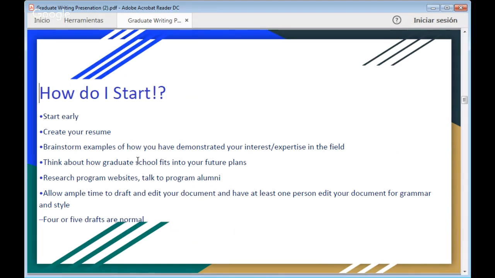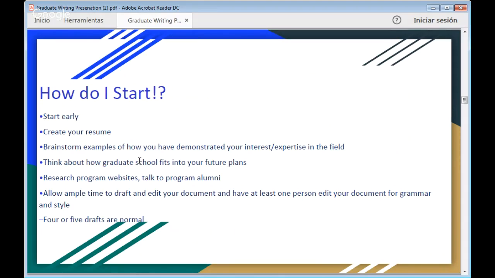Going with the next bullet point here, we have brainstorm examples of how you have demonstrated your interest or expertise in the field. This would be a good opportunity to think of certain moments or events that you would like to explain as a way to demonstrate your interest. An example could be thinking more in depth about a certain moment in your internship or a certain research project that you've done that would show how you have included this in your educational background.